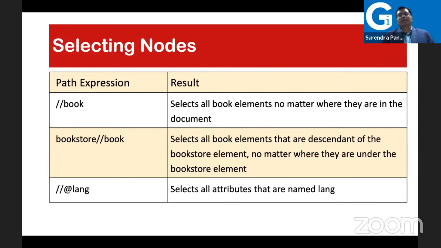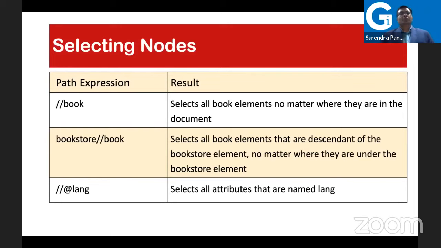So what does this double slash mean here? It is going to select all the book elements no matter where they are in the document. So when you say double slash, it's like all the books. It's not the absolute path here. So all the books will be considered in the case of double slash.